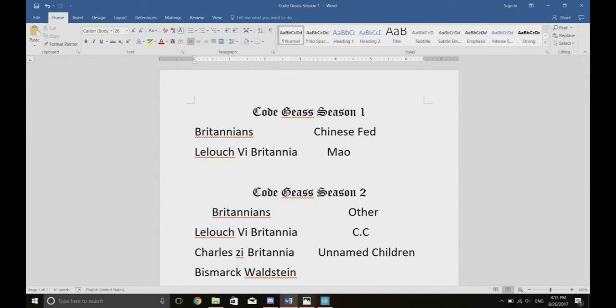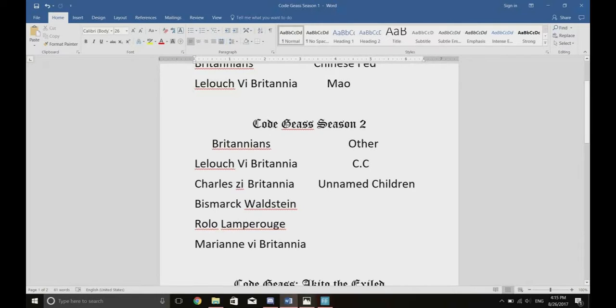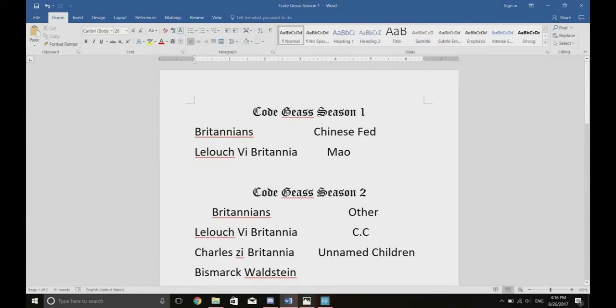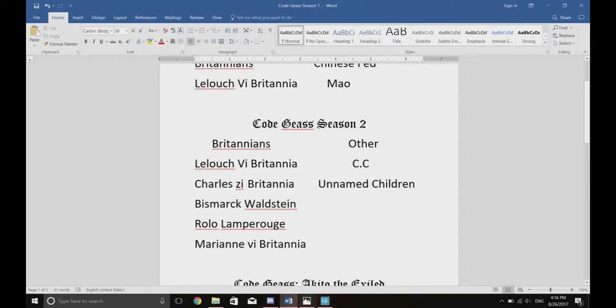So, in Code Geass Season 1, the only Geass users we have are a Britannian and a Chinese Federation member, Lelouch and Mao. Then, in Season 2, we have Lelouch, Charles, Bismarck, Rollo, and Marianne, which are all Britannians, and then we have two other Geass users whose nationality we don't know, which are C2 and the unnamed Geass child's children. Now, from just the two seasons alone, you can see a pattern already. For Britannians, we have 5 Geass users already.